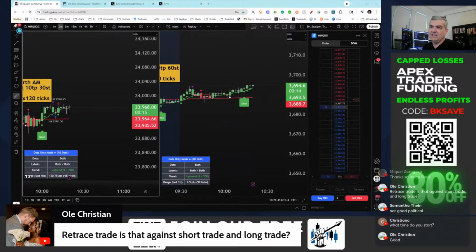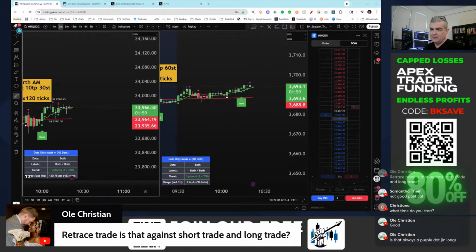He loves it. It's always a purple dot in a long. It's always a white dot in a short. Correcto mundo. It's always a purple dot in the long. It's always a white dot in the short. Yes, exactly.